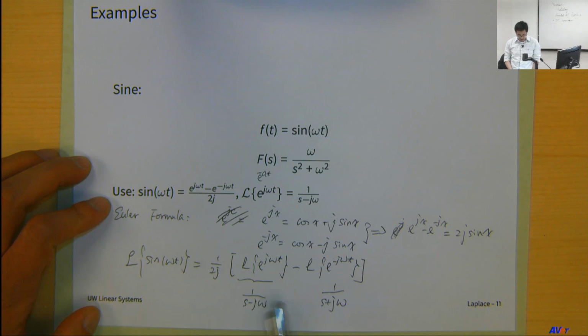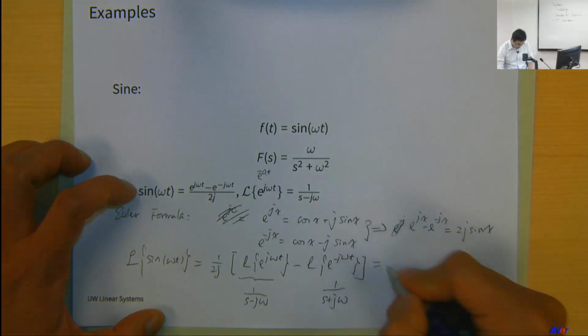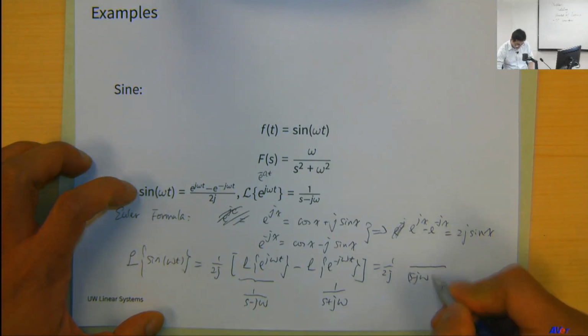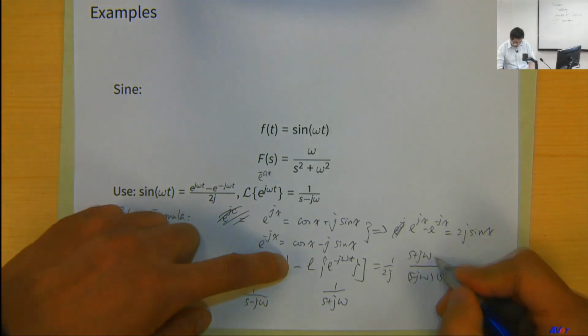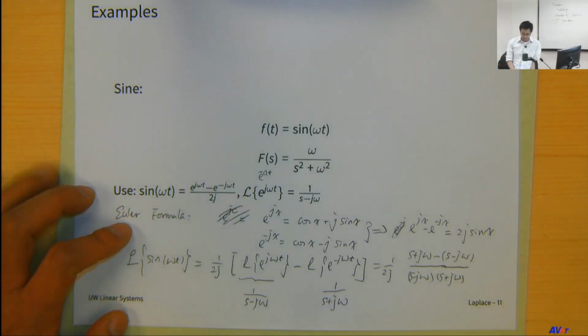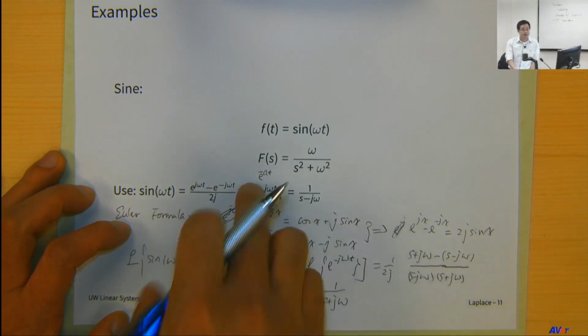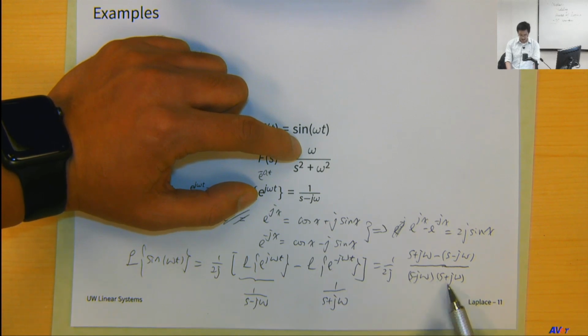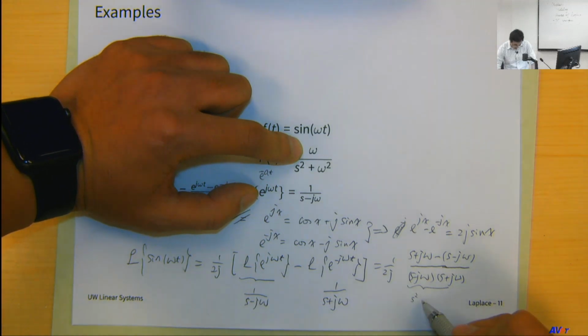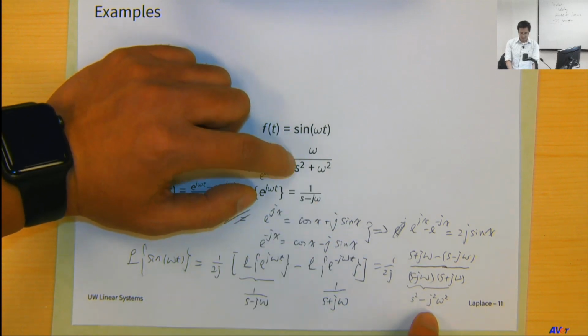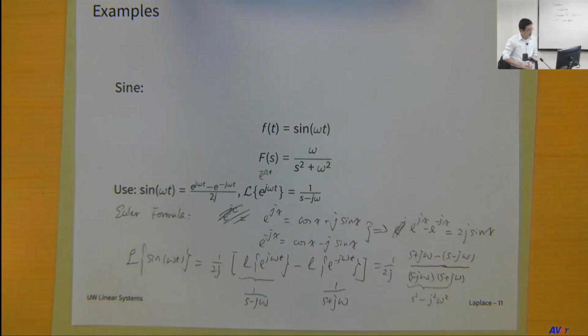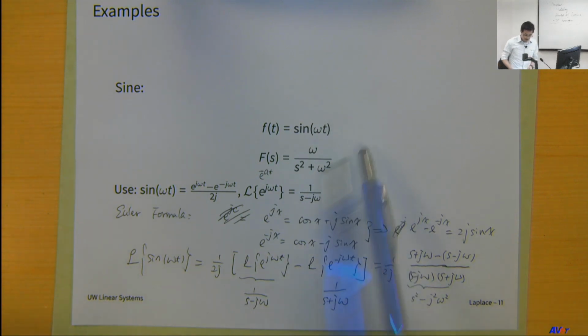From here, when you combine these, you're going to have 1 over 2j times s plus j omega minus s minus j omega, over the product. You can simplify this to generate this. Multiply these two out and you get s squared minus j squared omega squared. J squared is negative 1, so negative negative becomes plus. Essentially using some basic properties of complex numbers, you can get the Laplace of sine.